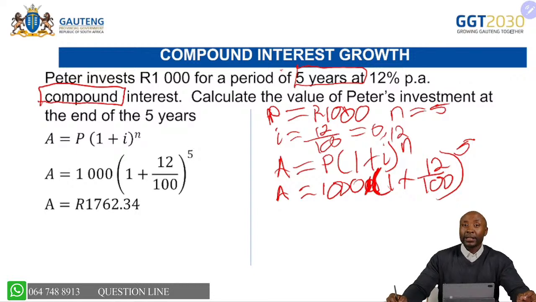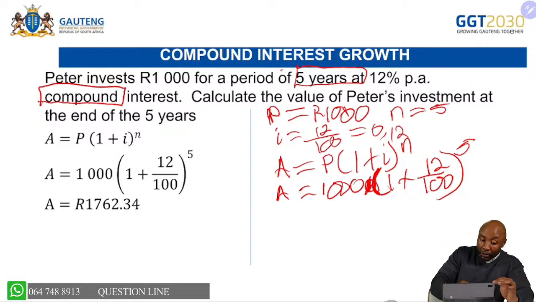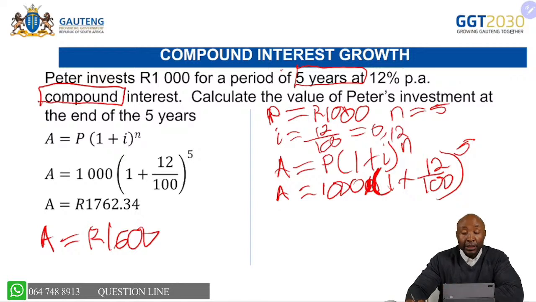Just think for a moment. The interest is the same, the principal amount is the same, the period of investment is the same, but we are not getting the same answer. What could be the reason why our A using the compound interest formula is 1,762? The one that we got earlier on, we got our A as 1,600. So there is a difference of 162.34 rand. Can we account for that difference?